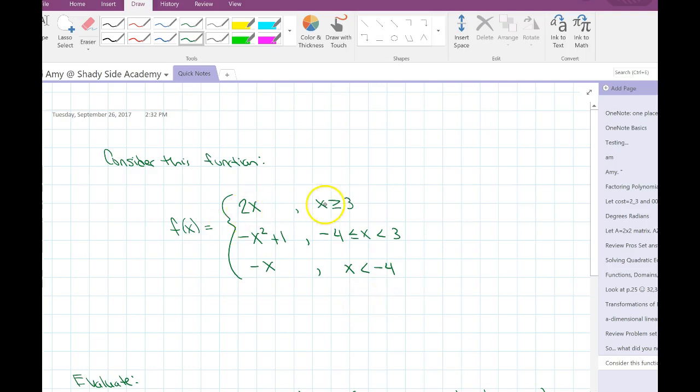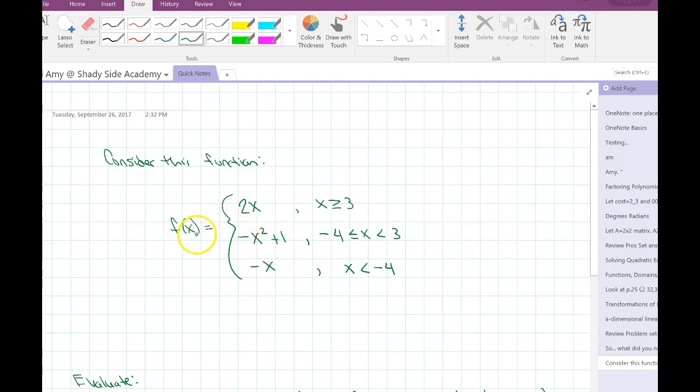Functions like this are defined differently depending on the domain x. Here you see the domain where x is bigger than or equal to 3, and the range that corresponds to this domain would be looking at this expression, y equals 2x. And correspondingly, the domain between -4 and 3, not inclusive of 3, corresponds to the output, or range, of negative x squared plus 1.